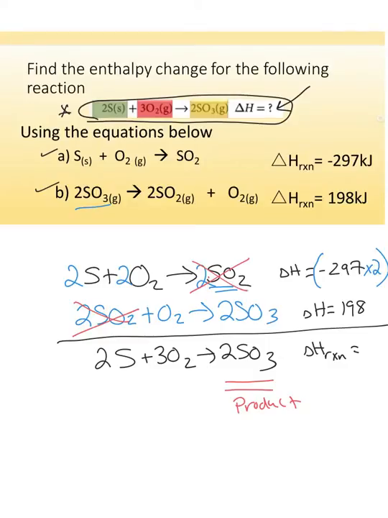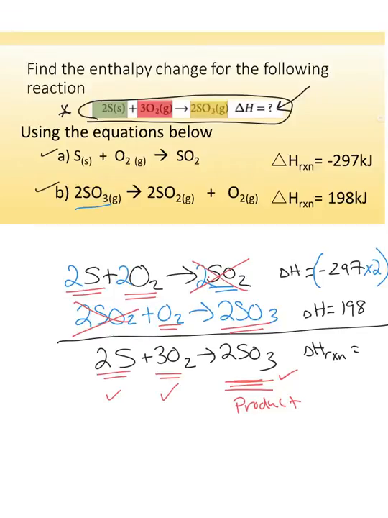Now let's see if the reactions add up to each other. There's 2S, here's 2S, that's good. Here's 2O2, and here's 1O2, that's 3O2, that's good. And here's 2SO3, and here's 2SO3, that's good. So now these reactions add up to the overall reaction.